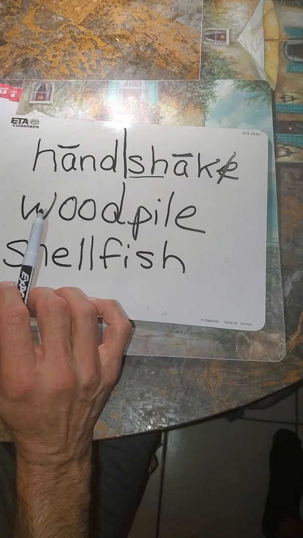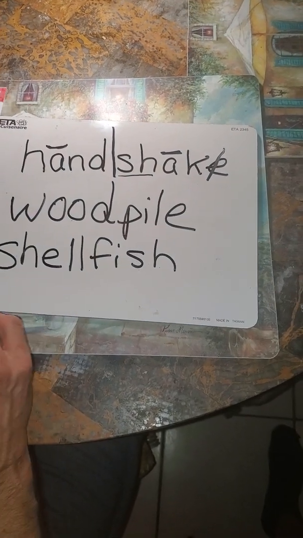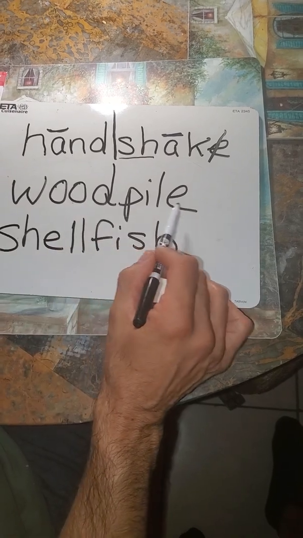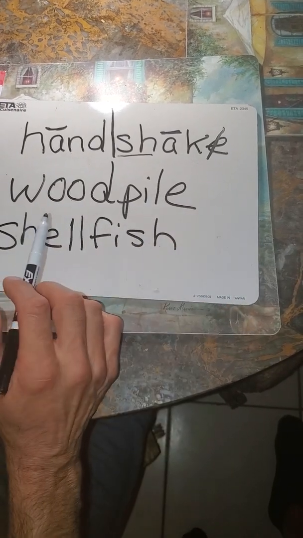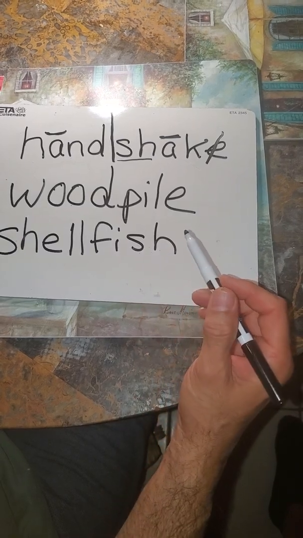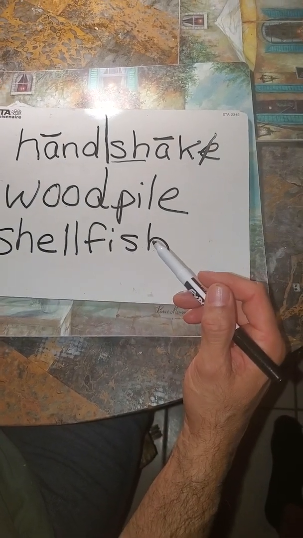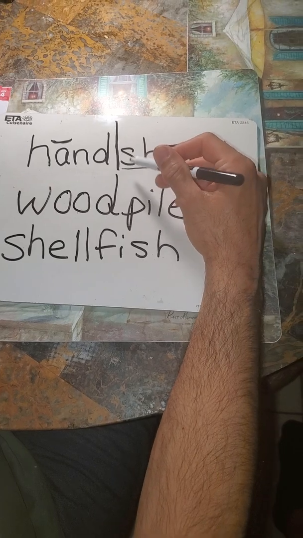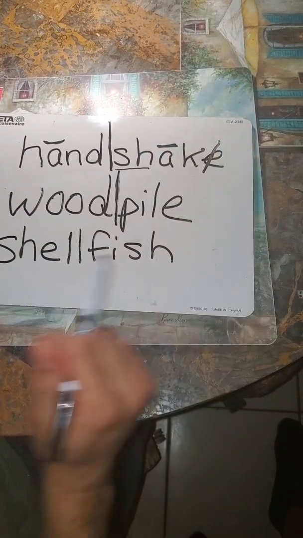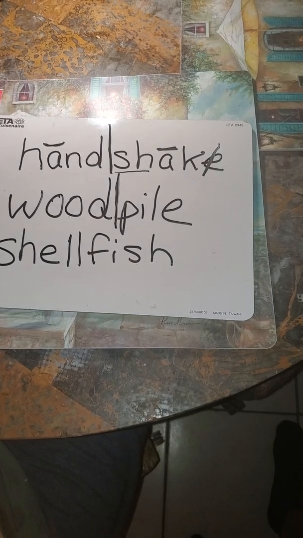Okay. Now let's take a look at the next word. Woodpile. Can you see the two words? Wood and pile. All right, we're going to go ahead and divide these two words right between the D and the P. Can you see that? Okay.